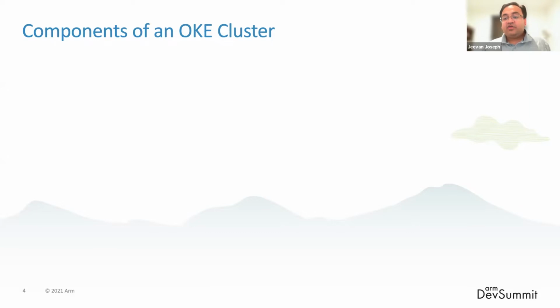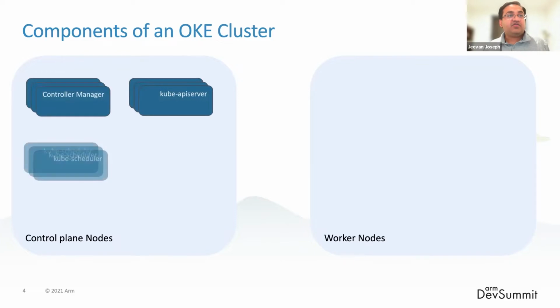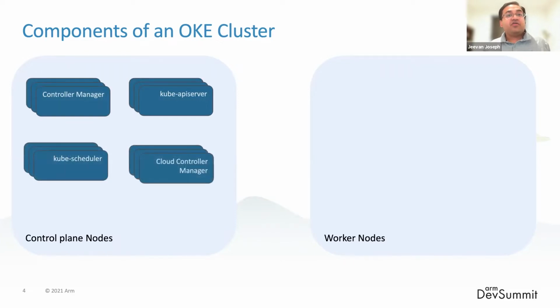So very broadly, Kubernetes has a set of components that manage and control the cluster and its workloads. This is basically grouped into two broad groups, control plane and the user plane. And the nodes where these control components run on, they're called the control plane nodes. And in a managed Kubernetes service like OKE, the control plane nodes and the controller components are managed by the cloud vendor. So these include things like the Kube API server, the controller manager, the scheduler, the cloud controller manager.